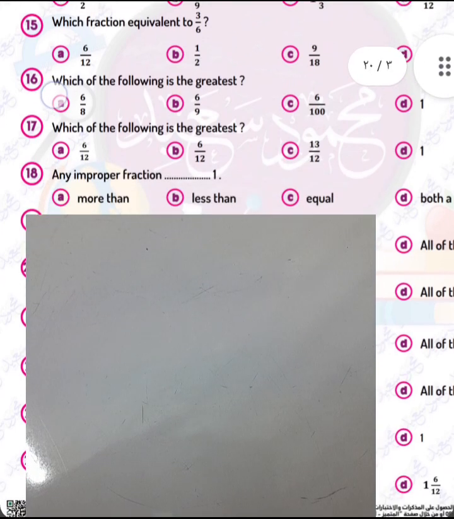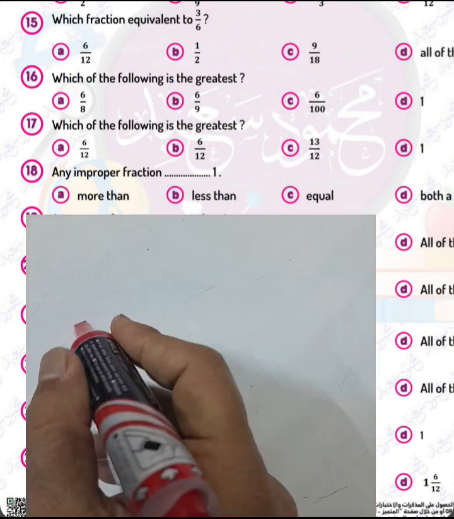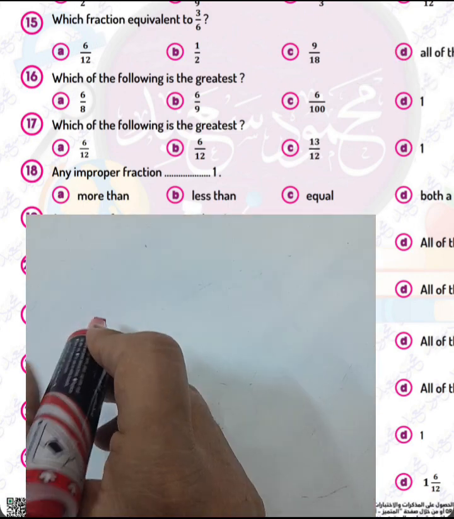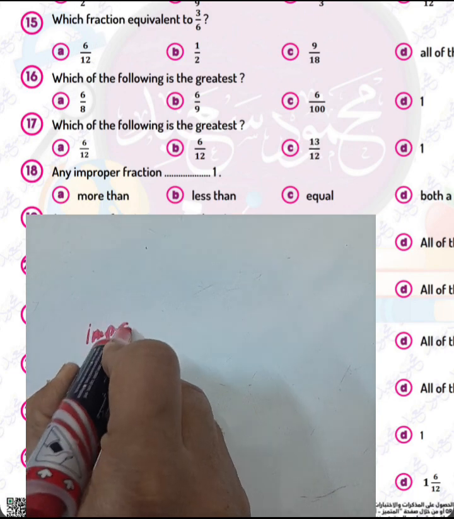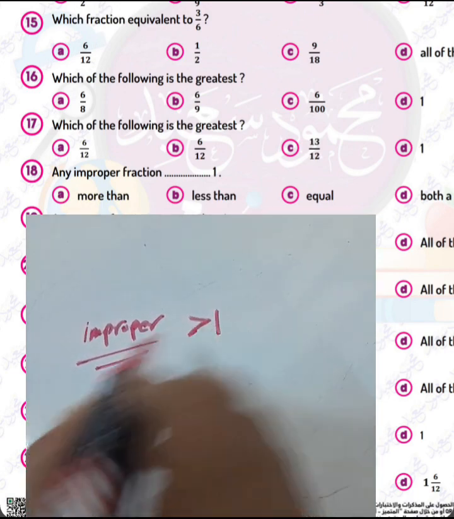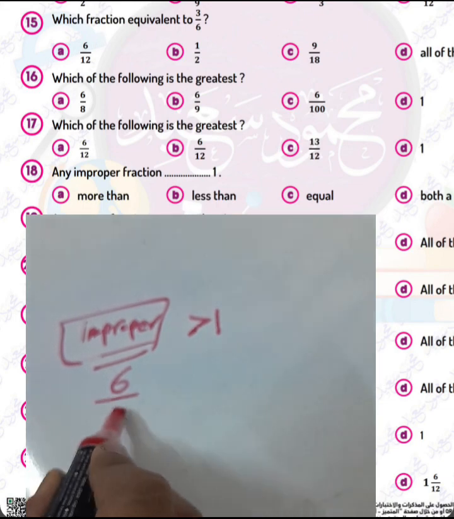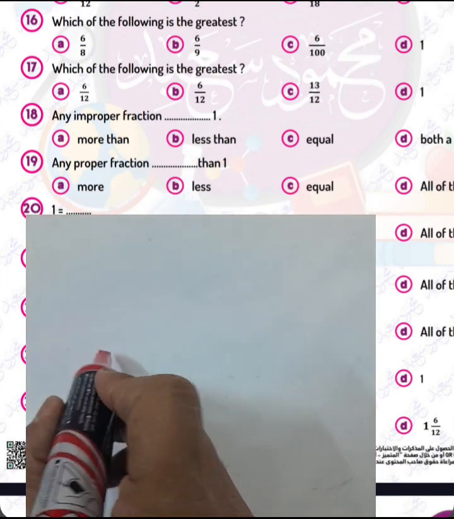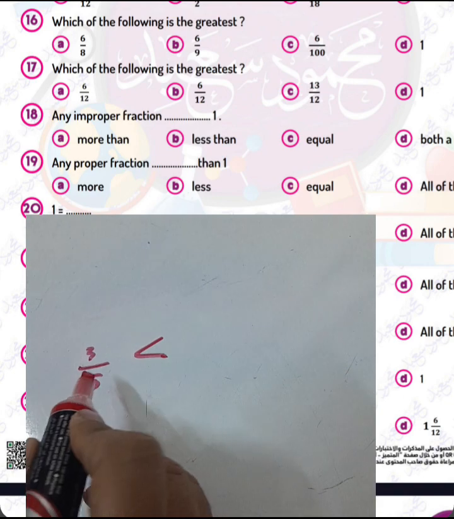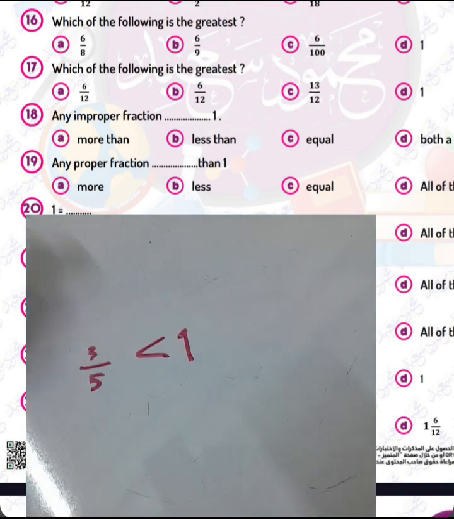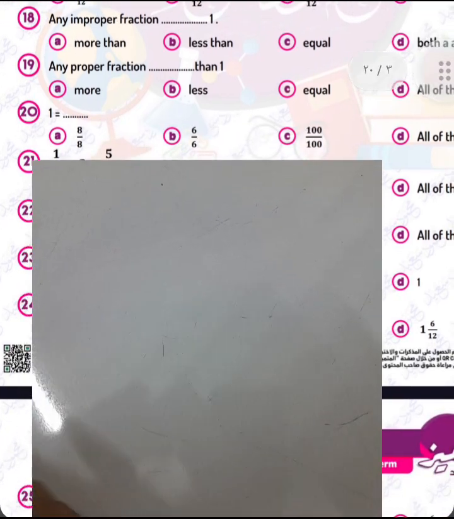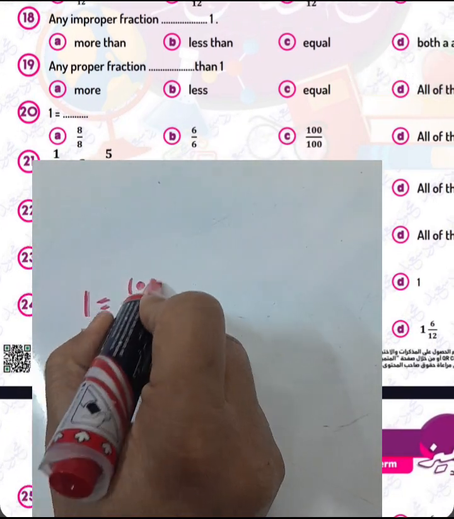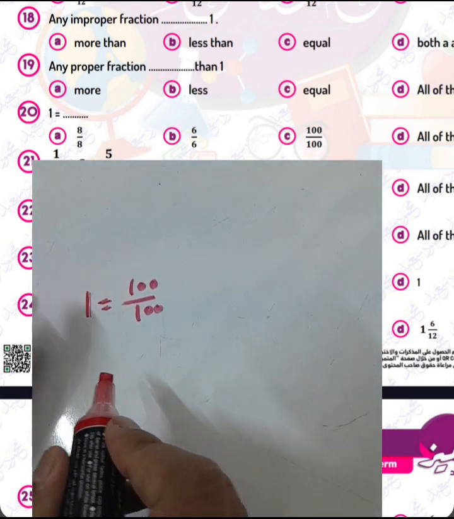Now we will solve question 18. Any improper fraction is greater than 1, such that 6 over 5. We called it improper, greater than 1. Any proper fraction is less than 1, such that 3 over 5, we called it proper. Any proper fraction is less than 1. 1 equal 100 over 100. Any number divided by itself will be 1.